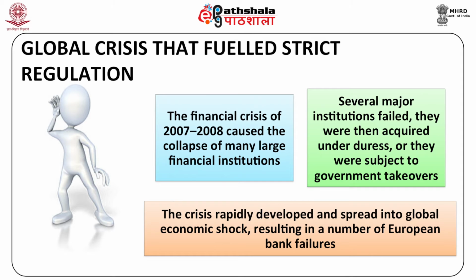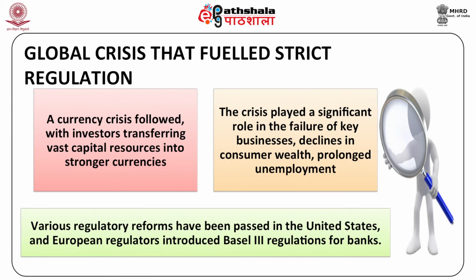banks by national governments, and downturns in stock markets around the world. Several major institutions failed. They were then acquired under duress or they were subject to government takeovers. These included Lehman Brothers, Citigroup, Fannie Mae, and Freddie Mac, among several others. The crisis rapidly developed and spread into a global economic shock, resulting in a number of European bank failures, economic crisis in Iceland, declines in various stock indices, and large reductions in market value of equities and commodities. A currency crisis followed, with investors transferring vast capital resources into stronger currencies.